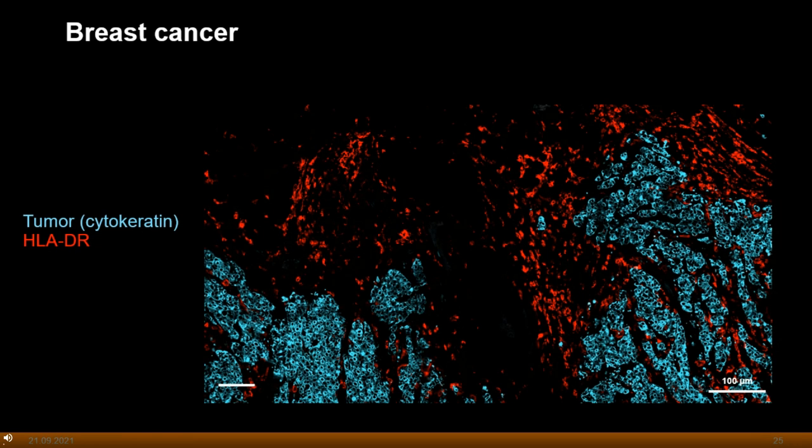Here we looked at HLA-DR signal. The presence of the HLA-DR signal in this image proves the existence of MHC class II receptors, which is also one of the TLS characteristic features.